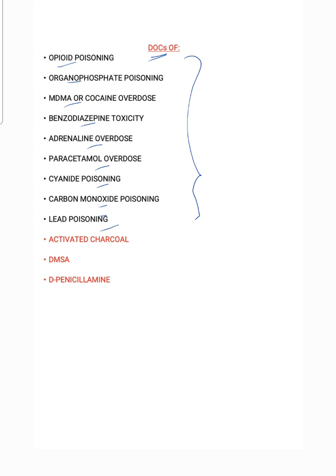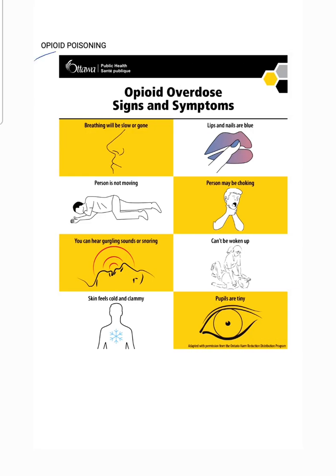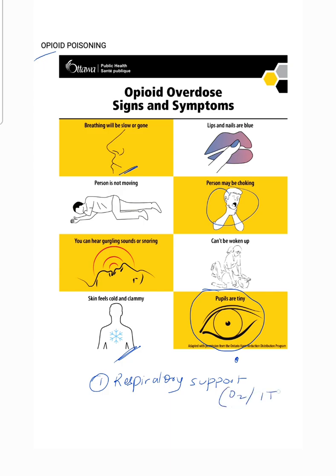So let's get started. The first one we have is opioid poisoning or opioid overdose. This is usually detected by the presence of tiny pinpoint pupils, cold or clammy skin, choking, respiratory depression, etc. The first step in these cases is to initiate the BLS protocol and focus on respiratory support, providing oxygen via a mask or in severe cases going for intubation. Once respiratory support is established, naloxone is administered intravenously to reverse the effects of the opioid.